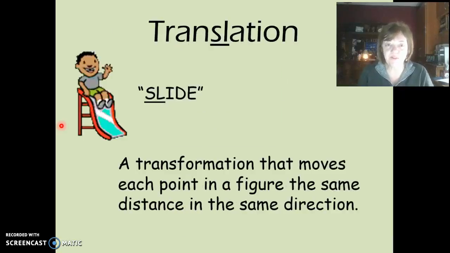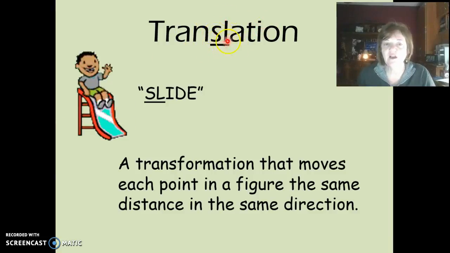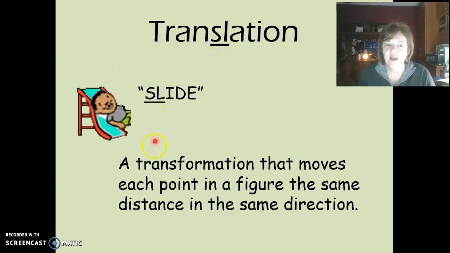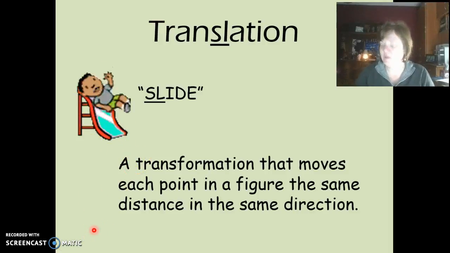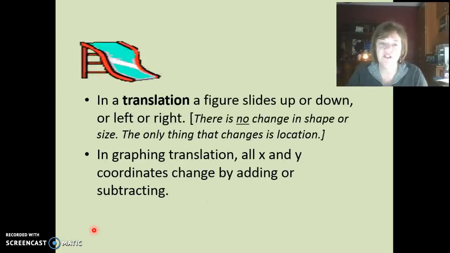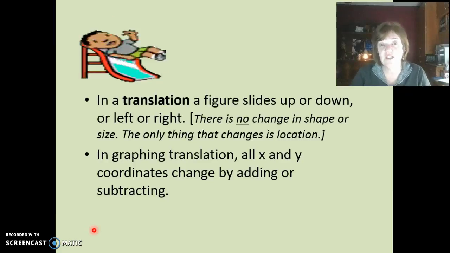transformations. The first one I want to talk about is called translation. And as you can see, I have the SL underlined for the word, and think of the word slide. A transformation that moves each point in the figure the same distance in the same direction. So it basically slides to its new location. So what we're talking about, I'll give you some more information. It can slide up, down, left, or right, but there's no change in the shape or the size. The only thing that changes about it is its location.